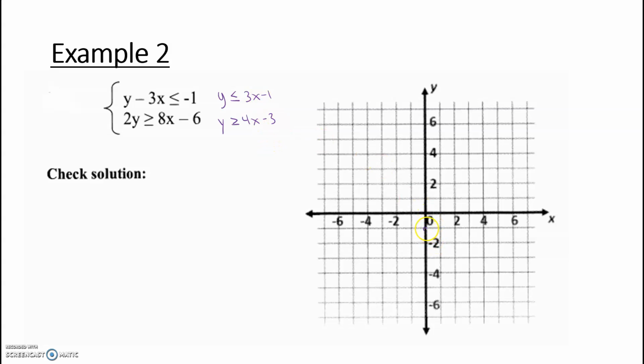So we're going to go minus 1. And then our slope is 3 over 1. So up 1, 2, 3 over 1. Up 1, 2, 3 over 1. And there's an equal sign, so this is now a solid line.